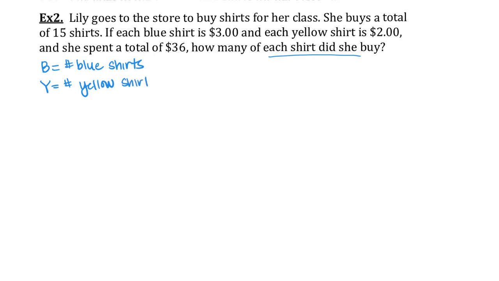It's the number of yellow shirts that she bought. Okay, let's go back and read for some information. Okay, let's see. She goes to the store to buy shirts for her class. She buys a total of 15 shirts, which is good information.